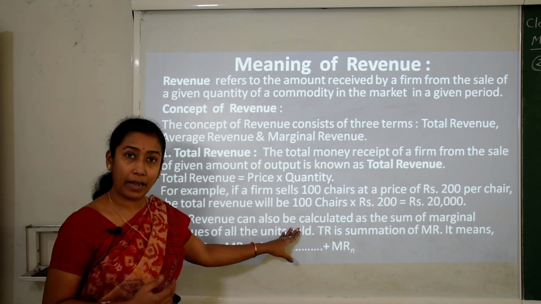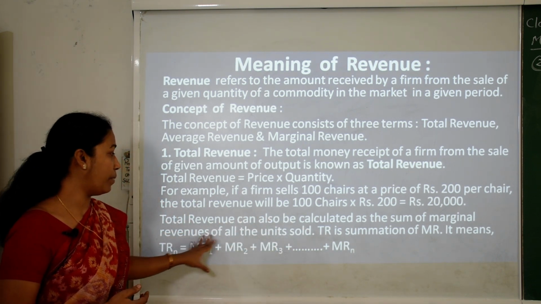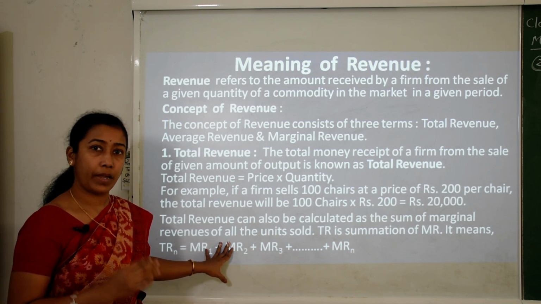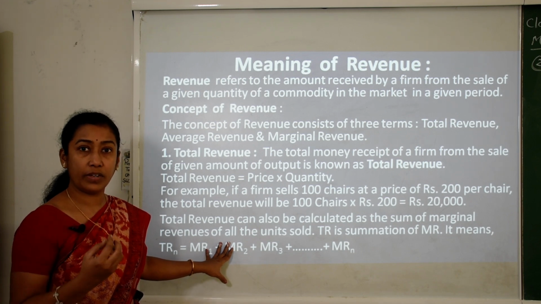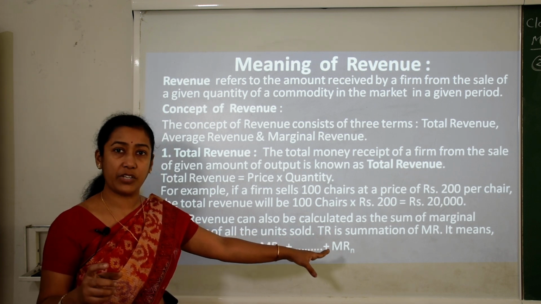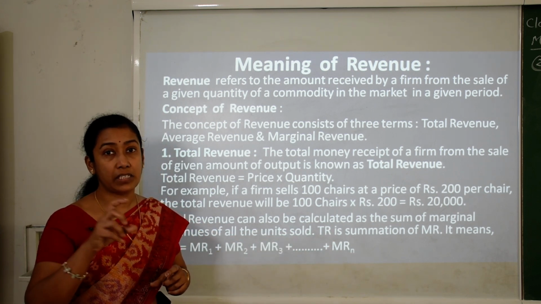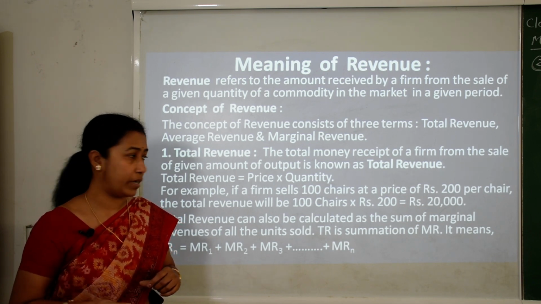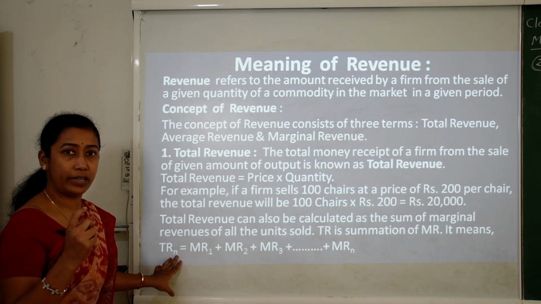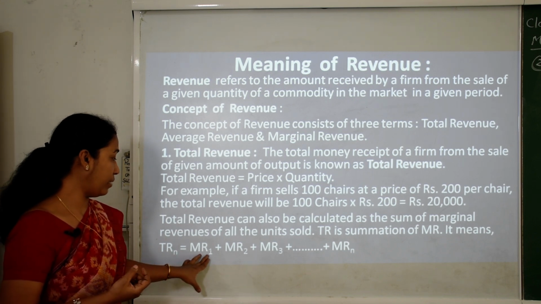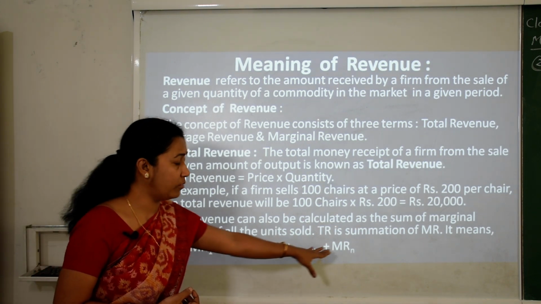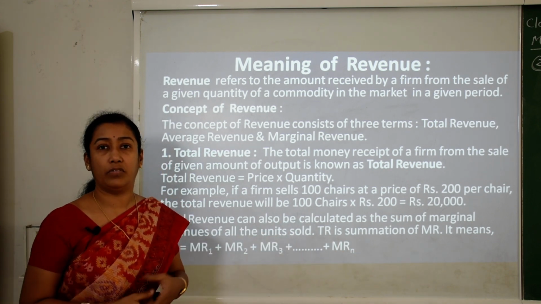Total revenue can also be calculated as the sum of the marginal revenue of all units which are sold. And what is marginal revenue? It is the revenue we get after selling each additional unit. So total revenue is the summation of marginal revenue. It means total revenue of the nth unit, that is the total quantity we are going to sell, can be calculated as the marginal revenue of the first unit sold, then the second, then the third, and so on up to the limit which the firm wanted to sell.